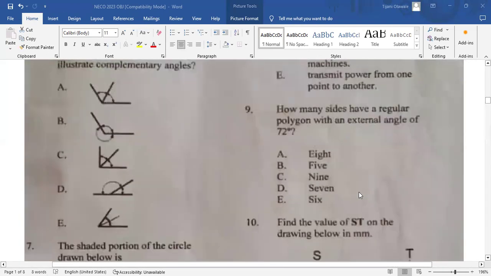Then move to question 9, which says: how many sides does a regular polygon with an external angle of 72 degrees have? The answer to this question is option B. That is a pentagon, a 5-sided polygon. The exterior angle is 72 degrees, while the interior angle is 108 degrees. So let's take note of that.